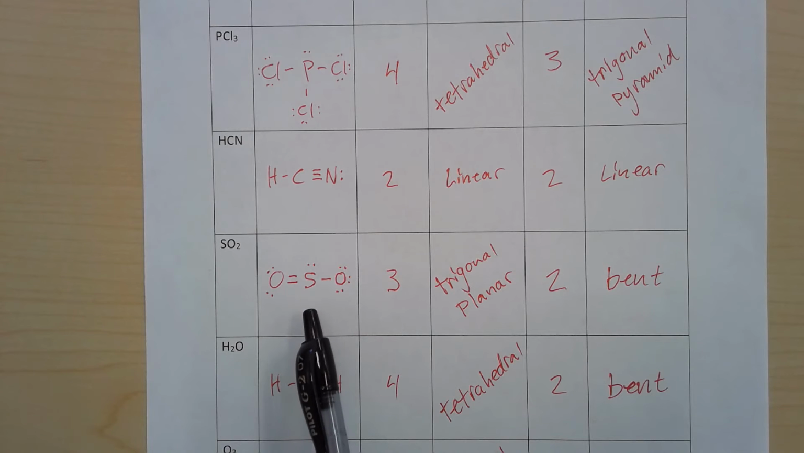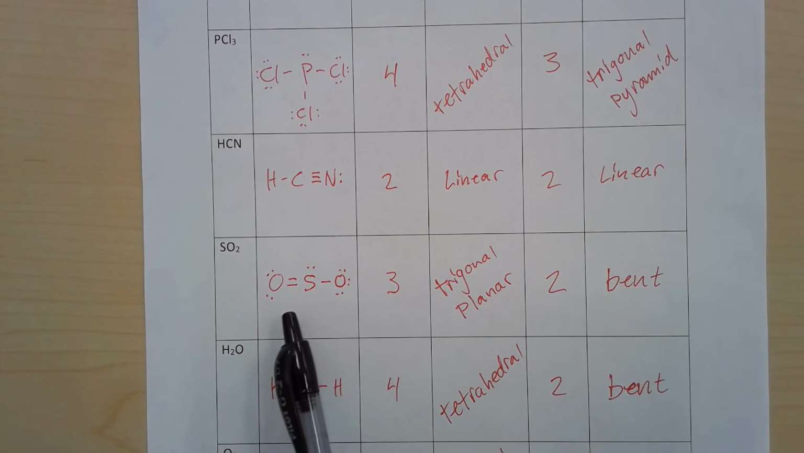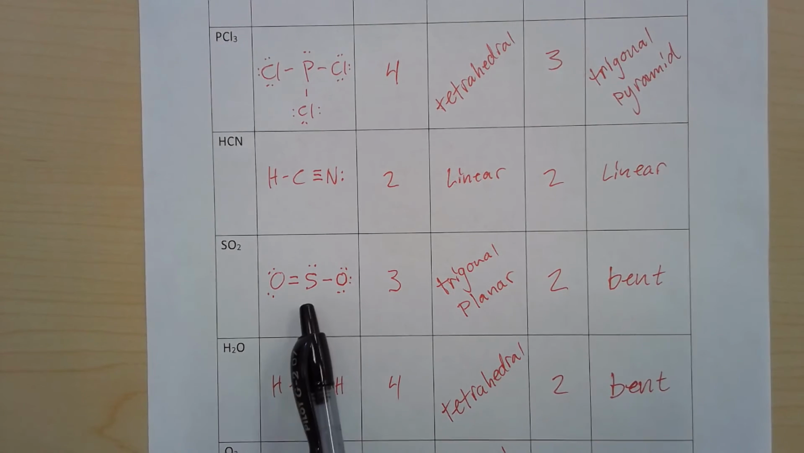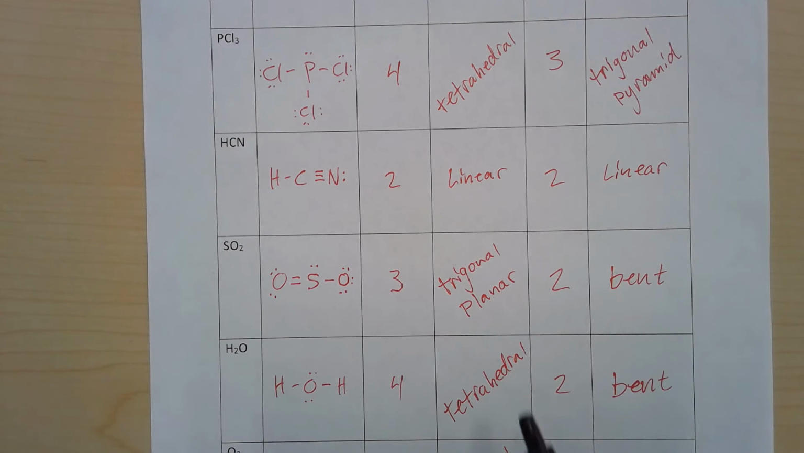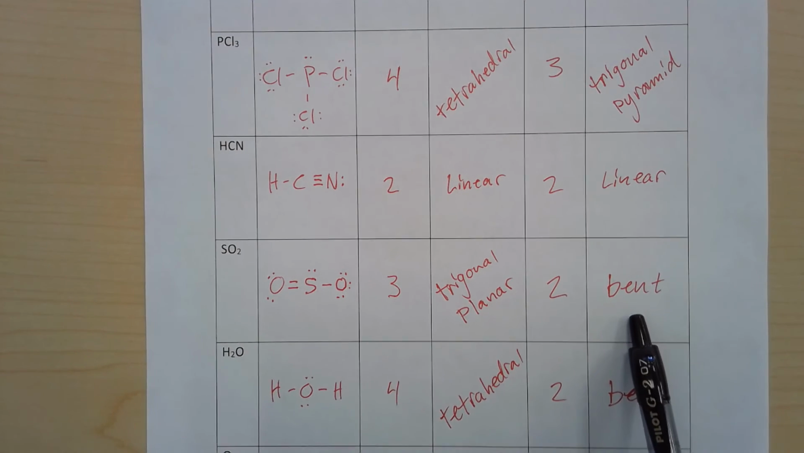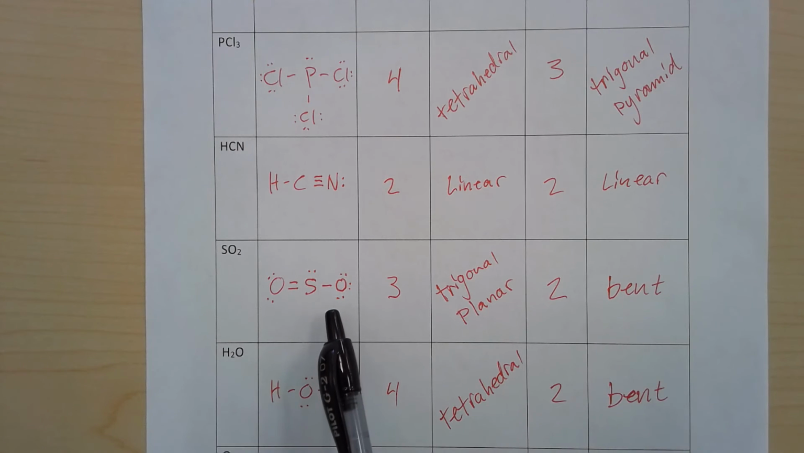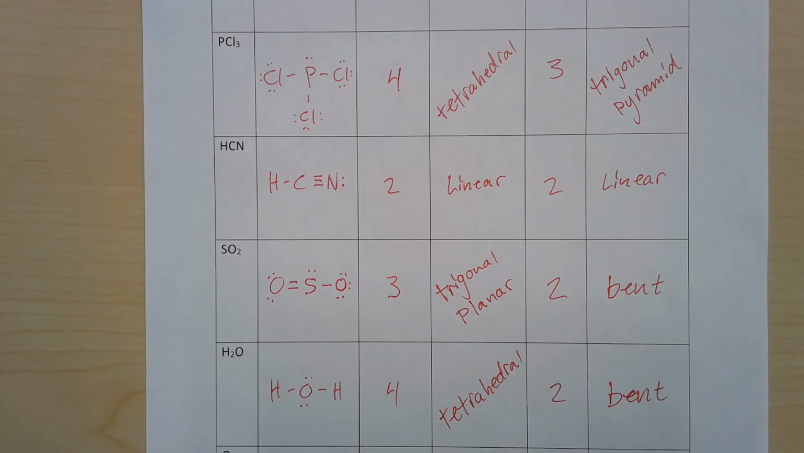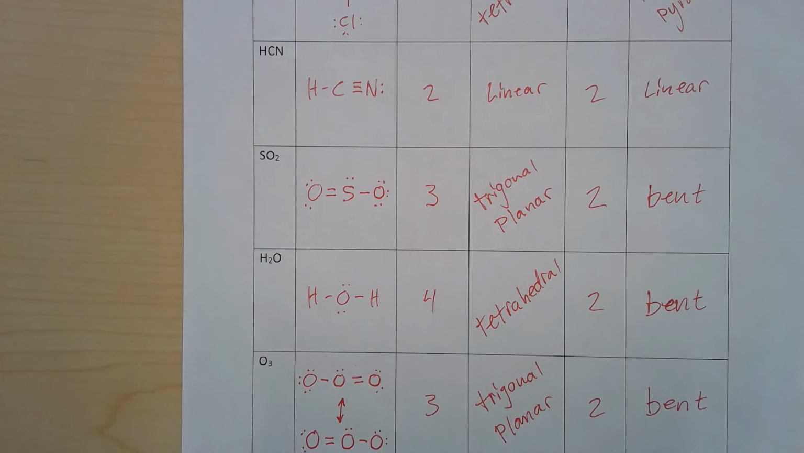SO2, sulfur dioxide, it would have a resonance structure in addition to this one where the double bond is over here. You can see that there's three regions of electron density, one of which is a lone pair, so that makes the regions of electron density trigonal planar, but this is a bent molecule because it has a double bond, a single bond, and one lone pair. Okay, and you can verify that with the simulation or looking at the chart that I gave you.